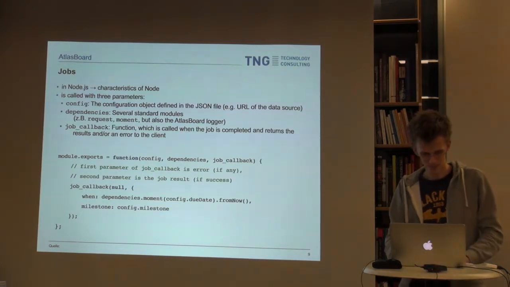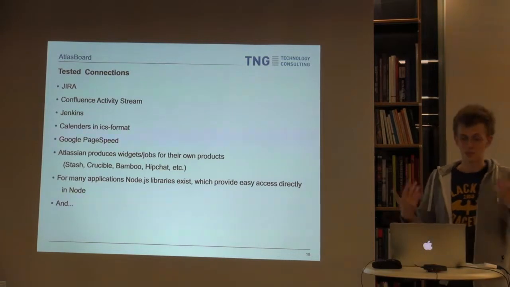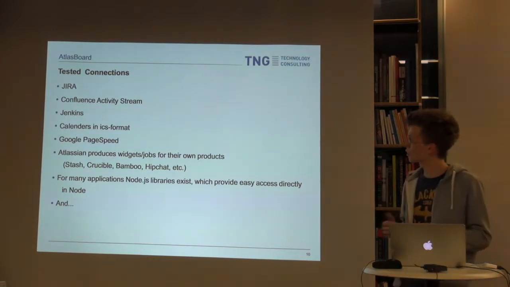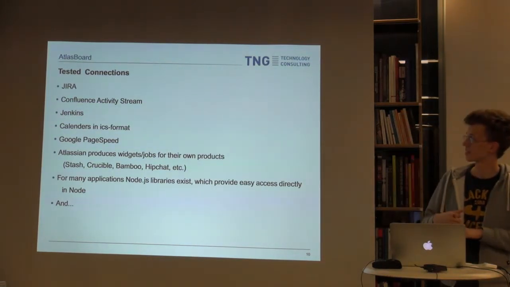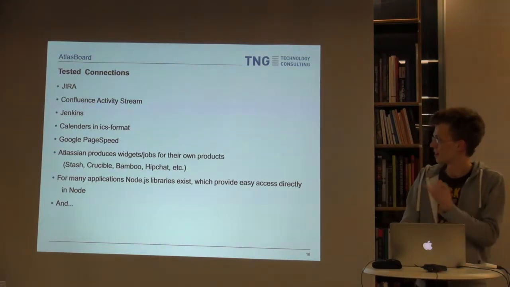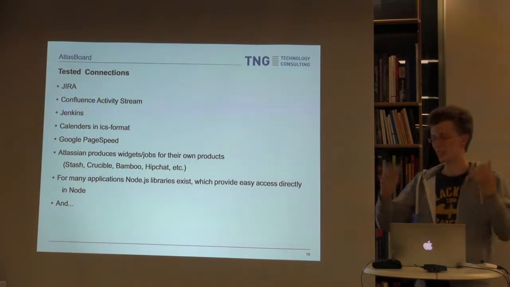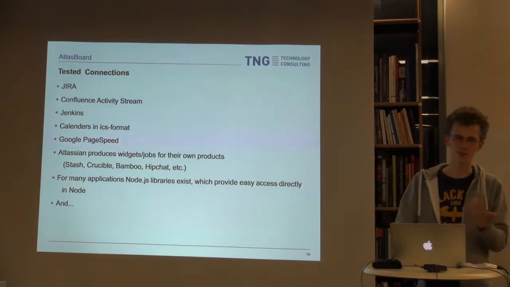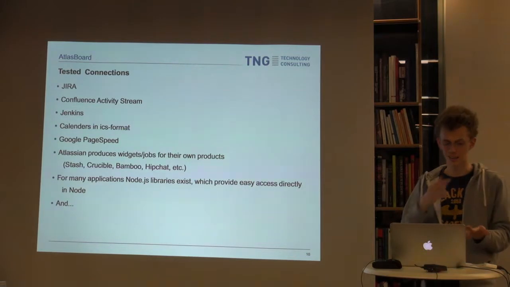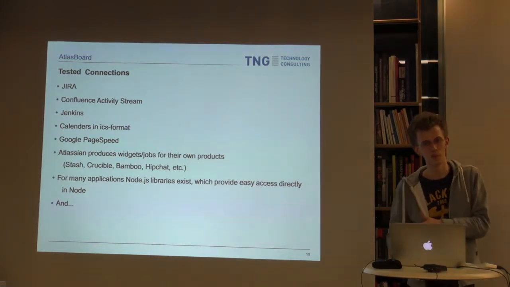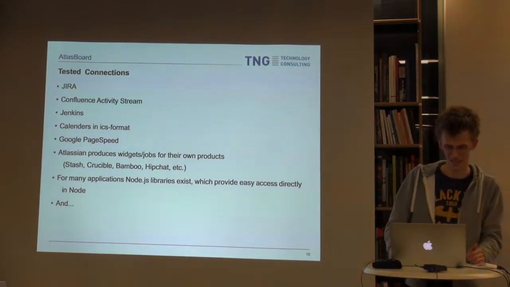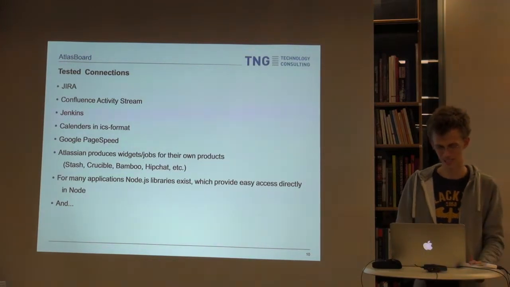Okay, so what I've tested it with so far is Jira and Confluence. It also works with Jenkins. It's very easy to take calendars in the ICS format. Also, Atlassian has widgets and jobs for their own products, so it's easy to use them. And for any web application where there is a Node.js library, it's extremely easy to integrate, because you just use the library and the library handles all the other interactions.